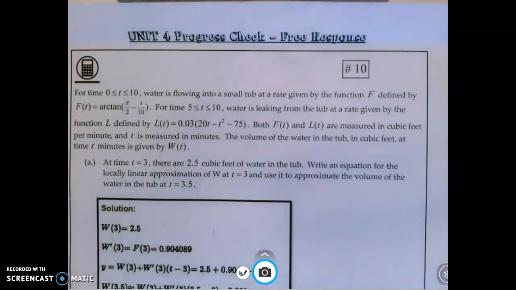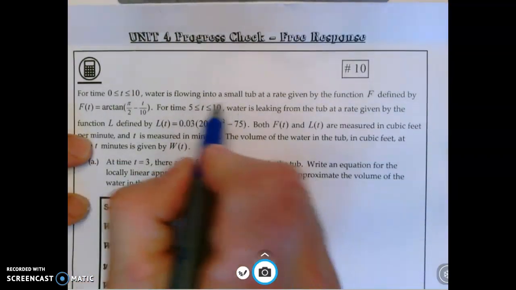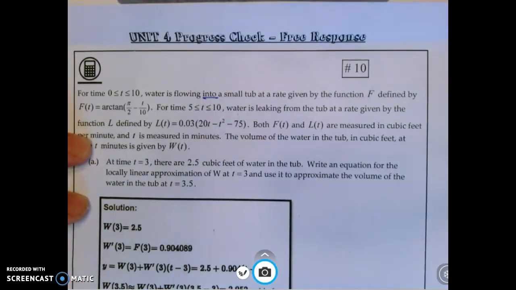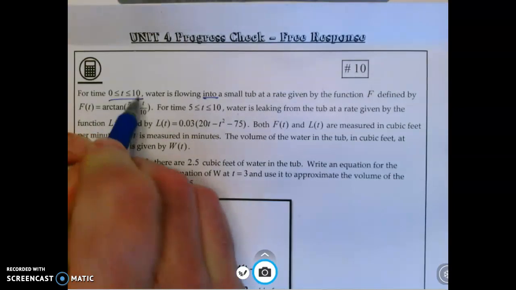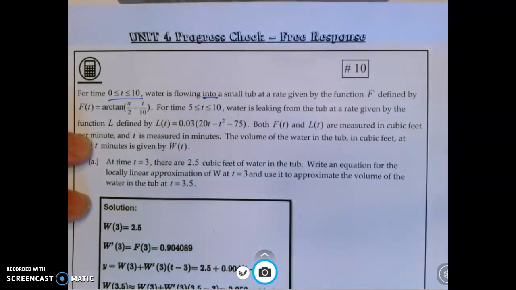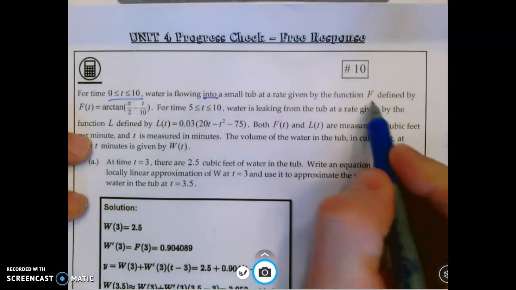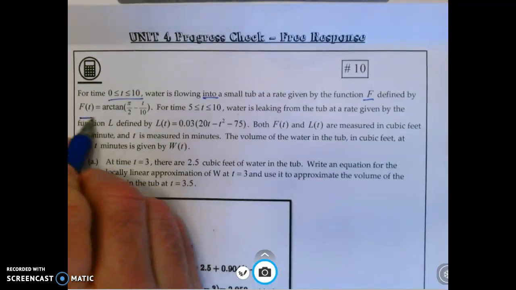From the time 0 to 10, and by the way, that will mean this will be a little bit longer video. From the time 0 to 10 included, water is flowing into a small tub at a rate given by the function. So when you're doing these types of things, it's important for you to recognize what the big information is. So from 0 to 10 included, into the tub, function defined by f, and then here's the function.